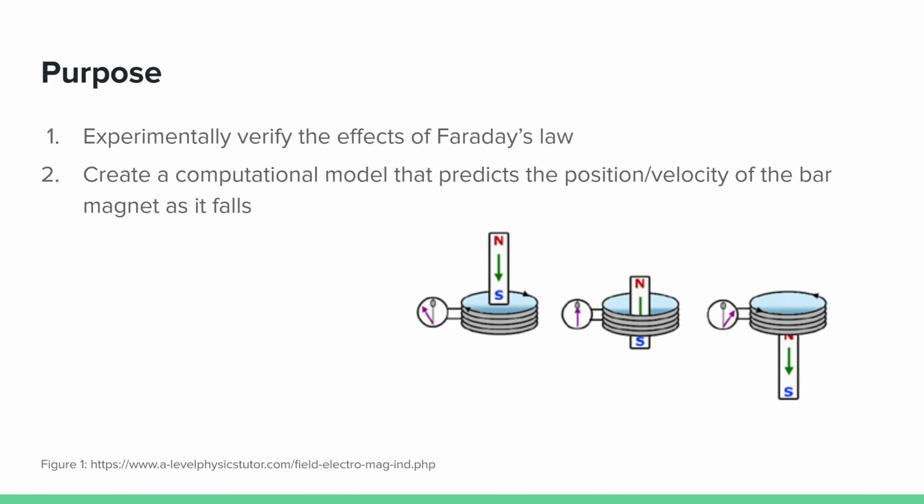So, starting off, the purpose of this lab was to experimentally verify the effects of Faraday's law on the motion of a falling bar magnet, and to apply our knowledge of kinematics and magnetism to create a computational model that predicts the velocity and position of the bar magnet as it falls throughout time.